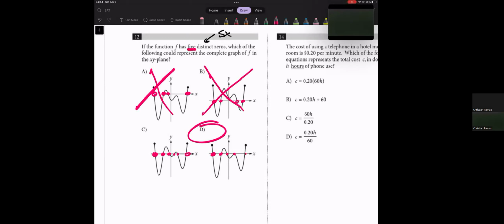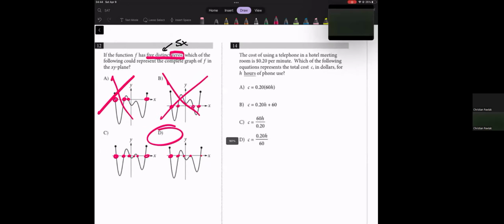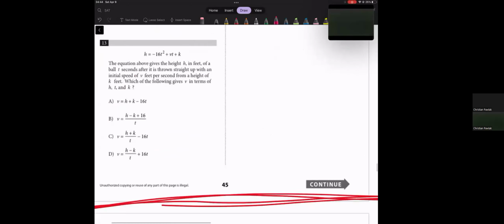You have to know the idea of what a zero is, and a zero is simply when the graph crosses through the x-axis. Okay, number 14. The cost of, oops, sorry, we skipped number 13, didn't we? 13 is down here.